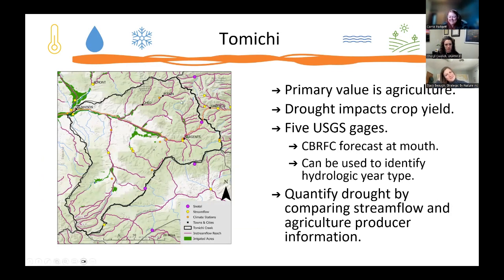So we've got the Tomichi Basin. It has 5 USGS gauges, sort of scattered throughout. And then there is the Tomichi gauge at the mouth. So CBRFC is doing their forecast at the mouth. And then ASO is publishing a forecast for Sargents, which I don't have on the slide, but we'll get that updated. But basically, the primary value for the Tomichi is agriculture. So as we start comparing our stream flow information to our agricultural producer information, I think we'll probably get a pretty good handle on when drought is occurring.